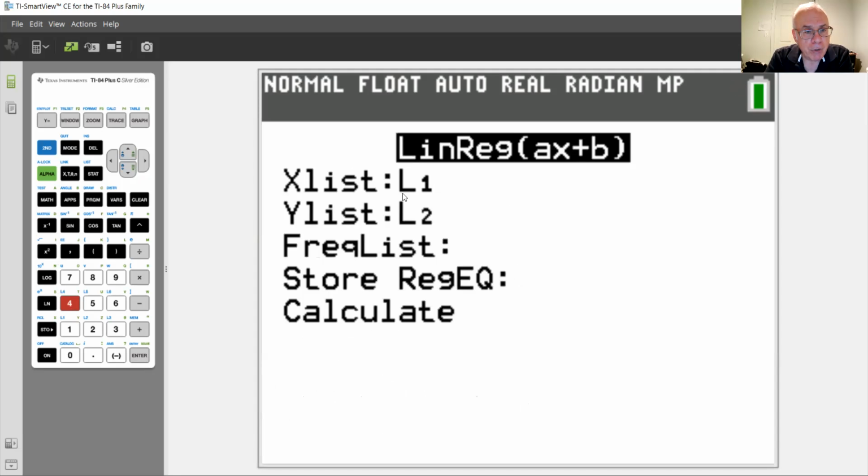And notice again, the X list defaults to L1. Well, the X's are in L1, so I don't need to change that. And the Y list defaults to L2, and the Y's are in L2. So I'm good. Now, if I go all the way down.